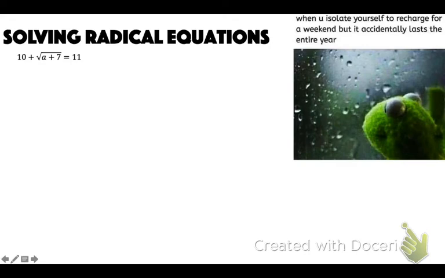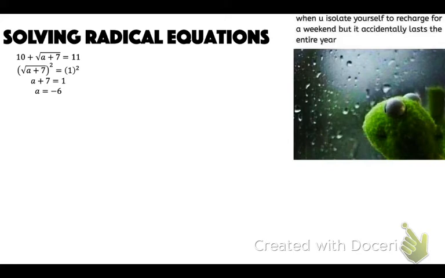But anyways, so the first thing we're going to do is I'm going to subtract that 10 over. So I get the square root of a plus 7 equals 1. Now, at this point, I need to get rid of the square root, so I am going to square both sides. When you square a square root, the square root goes away. So all I'm left with on the left is a plus 7. And then 1 squared is just 1. And then I can subtract the 7, and I get a equals negative 6.